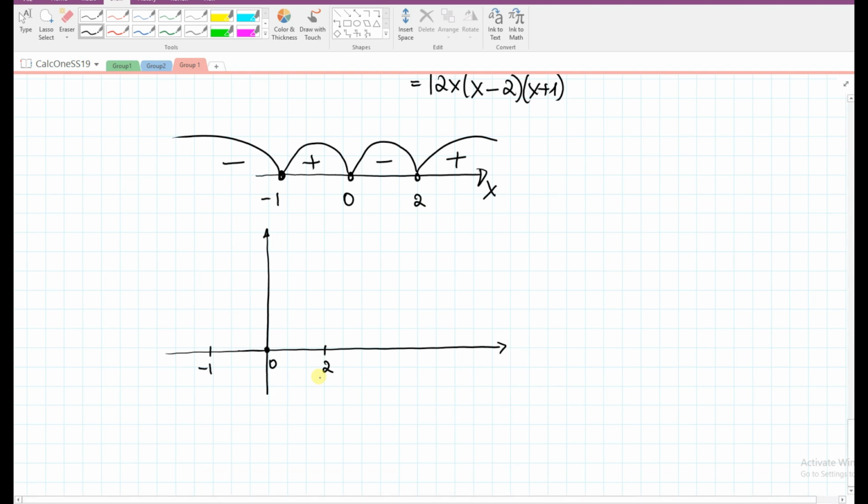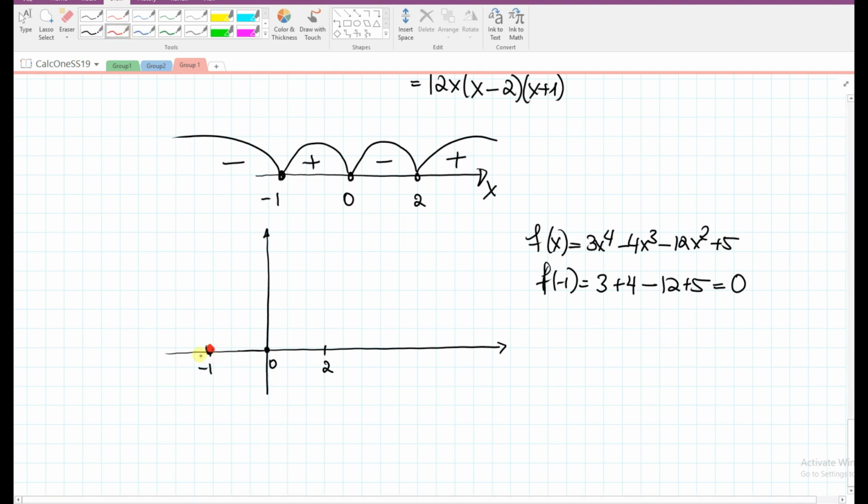What is the value of the function at -1, by the way? What was the function? No, not the derivative. The function itself. The function was 3x⁴ minus 4x³ minus 12x² plus 5, right? If you substitute -1 to here, what do you get? 3 plus 4 minus 12 plus 5, which is 0, okay? The derivative is also 0, the function is also 0.